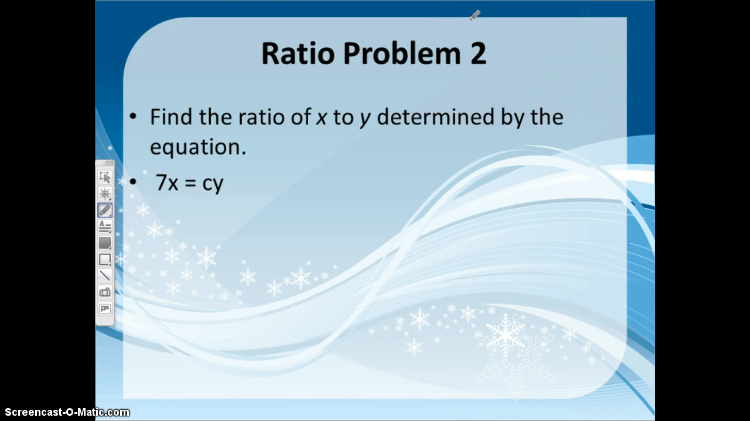All right, this one's a little trickier. We want to find the ratio of x to y. Now remember what the ratio looks like. X divided by y. We want to have x in the numerator and y in the denominator. Now we need to look at what we've been given. X right now is in the numerator position. We like that. But it's hanging out with a 7. We don't like that. Let's divide to eliminate that. Now we have cy over 7.